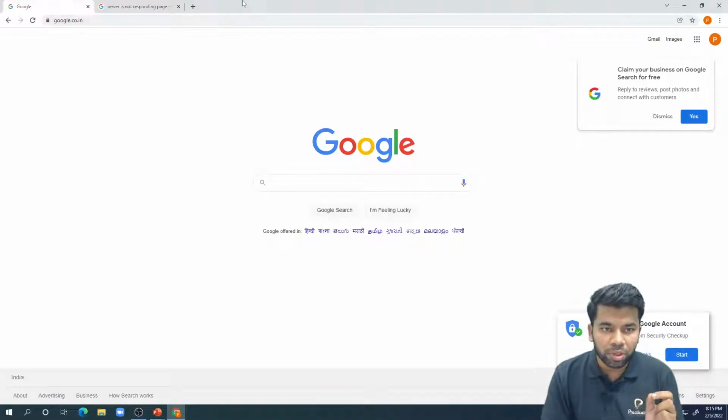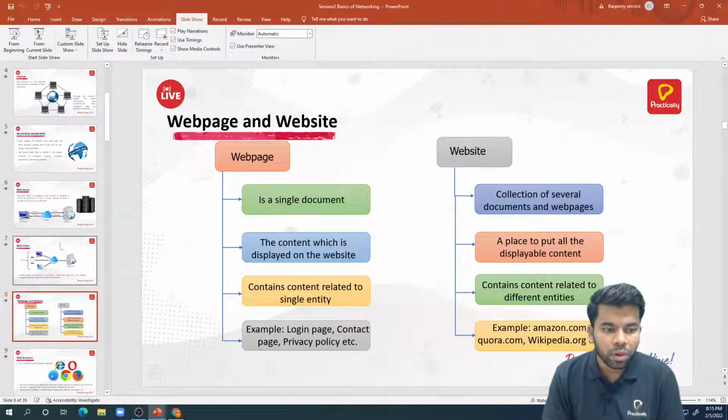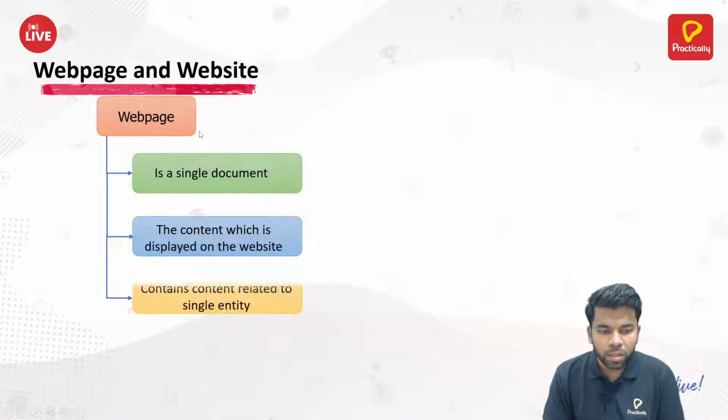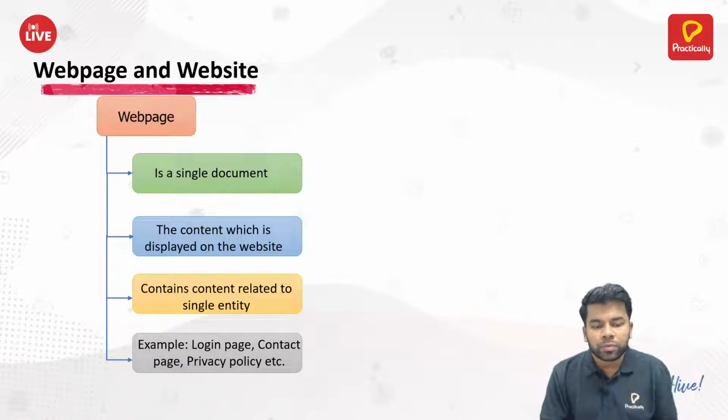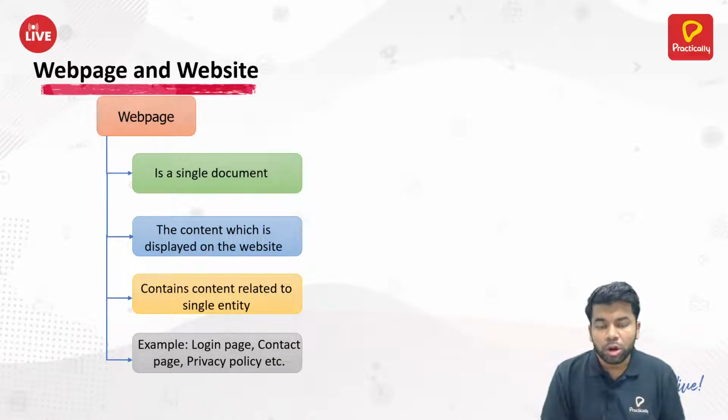From here to here, from top to bottom, left to right, it's a single web page. This web page contains this image, these texts, this search button, these links. These are the things which are available on the web page. Examples of a web page are the login page, the search page, the privacy policy document. These are all examples of a web page.